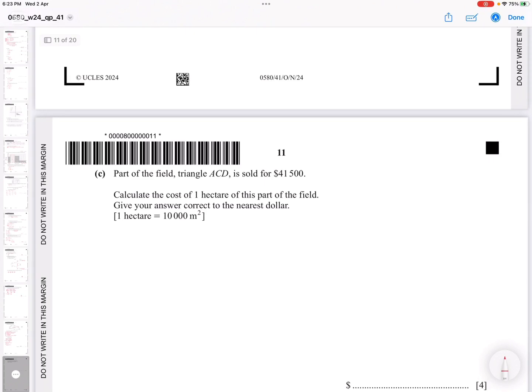Part C. Part of the field, triangle ACD, sold for $41,500. Calculate the cost of 1 hectare of this part of the field. Give your answer correct to the nearest dollar. 1 hectare equals 10,000 square meters. So the area of triangle ACD.